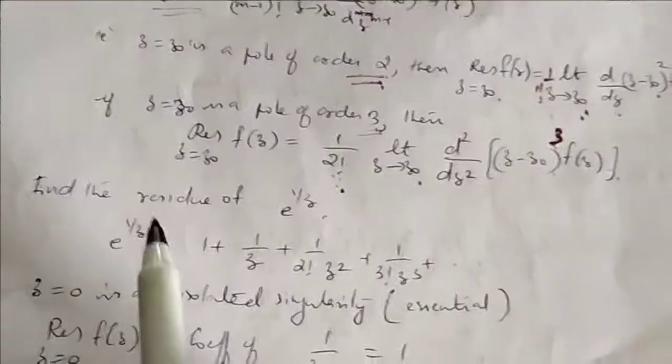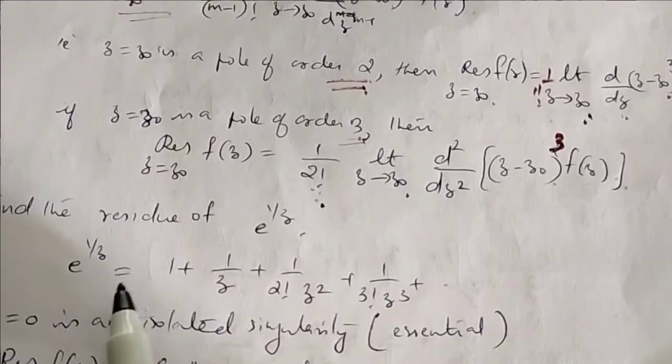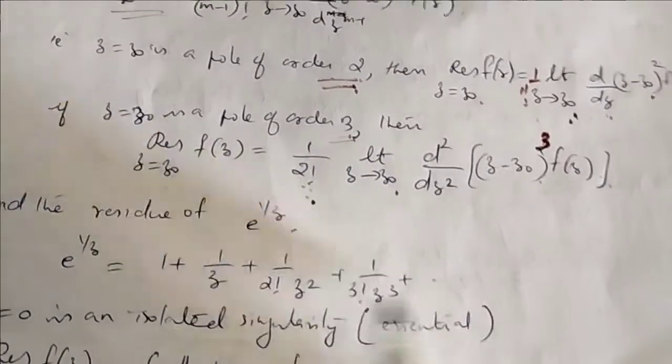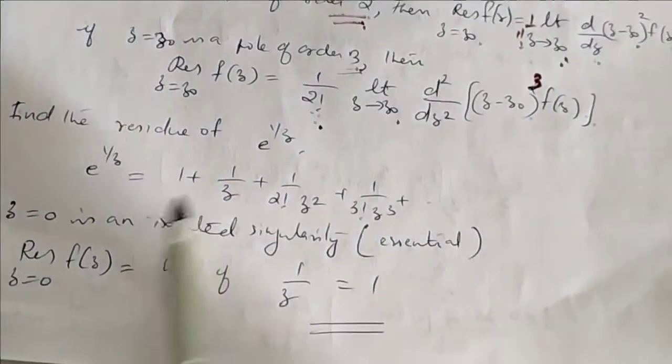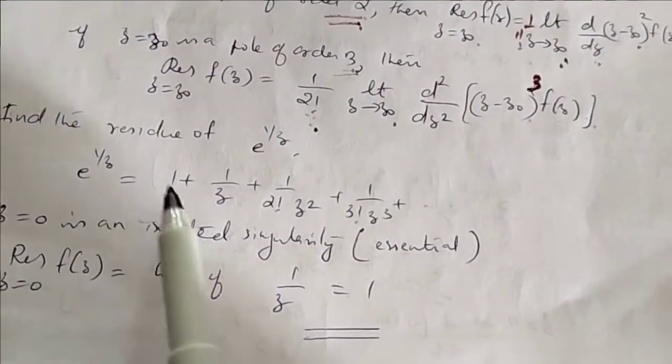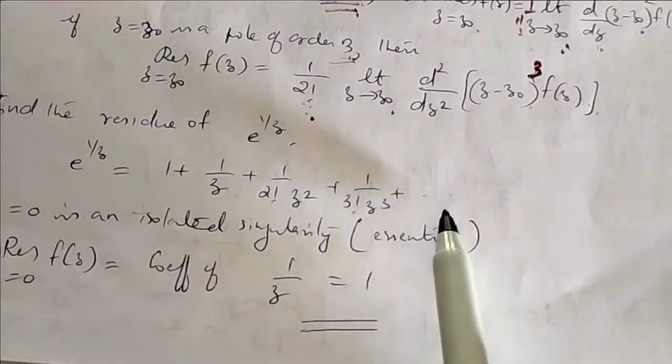Next we will see an example. Find the residue of e raised to 1 by z. First of all, e raised to 1 by z is 1 plus 1 by z plus 1 by 2 factorial into 1 by z square plus etc. It is an expansion. We are using the correct definition.